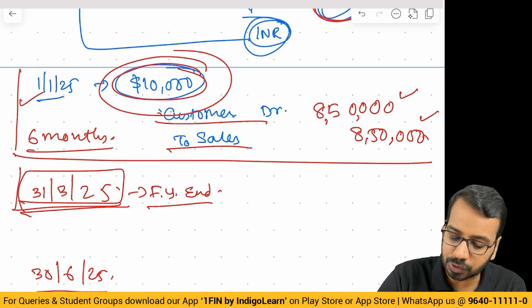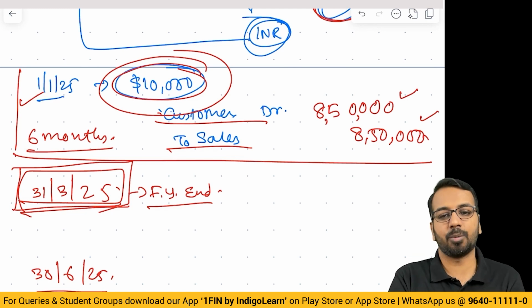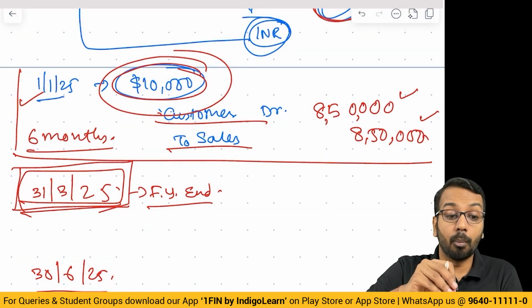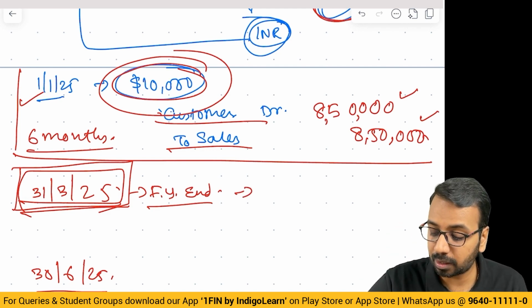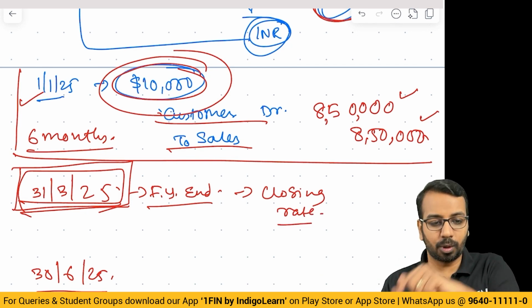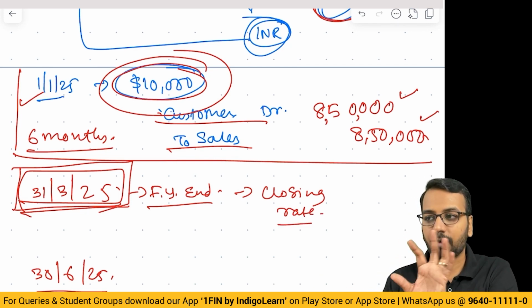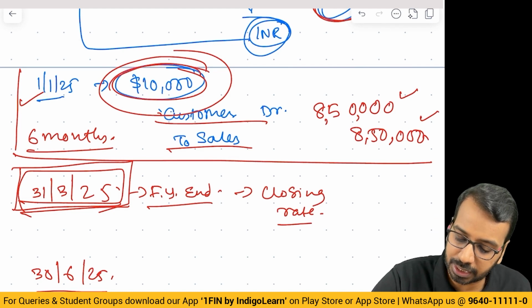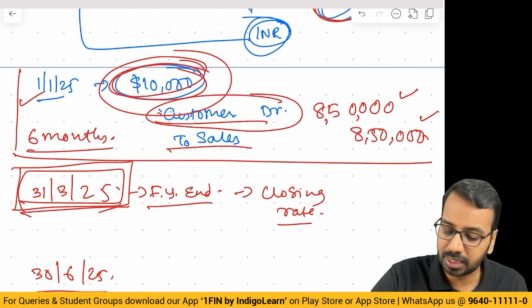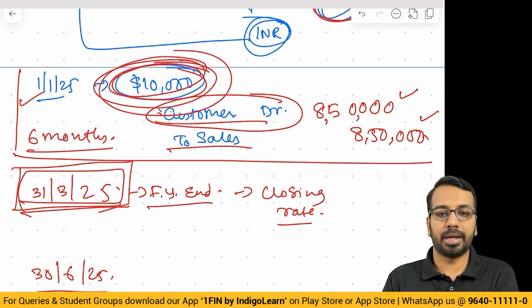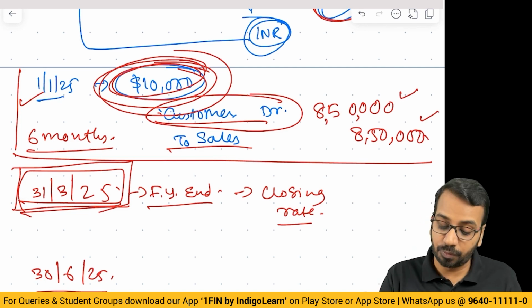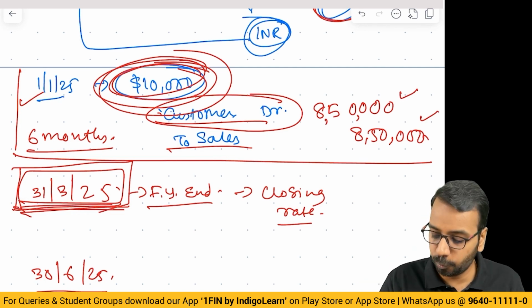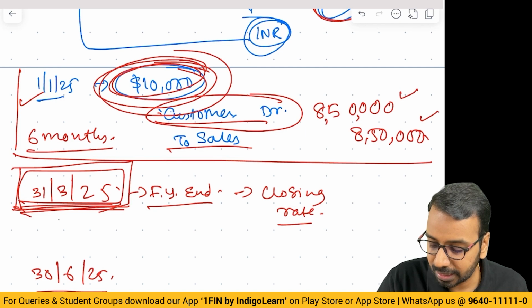As I reach 31st of March of 25, what the standard requires is if there is any monetary item, you have to record it at closing rate. Now, what is monetary, what is non-monetary, that we'll understand subsequently. But for now, just understand that if at all there is a monetary item, which is an account receivable, $10,000, the standards require that this $10,000 has to be valued using the closing rate. So, which rate? 31st of March of 25. Assume on this date, the rate was 84.